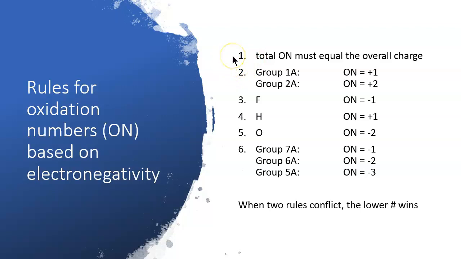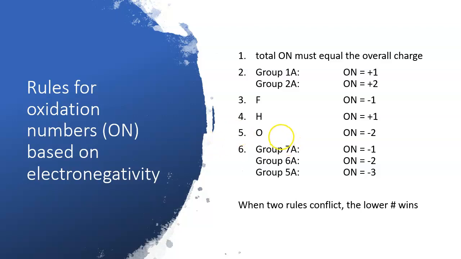The top rule, the most important rule, was that the total oxidation number needed to equal the overall charge of the molecule. Second to that was that group 1A atoms had a +1 charge, group 2A atoms had a +2 charge. Fluorine got a rule by itself, and fluorine has a -1 charge. Then hydrogen seems to have a +1 charge. Oxygen has a -2 charge most of the time, and groups 7A, 6A, and 5A have -1, -2, and -3 charges.